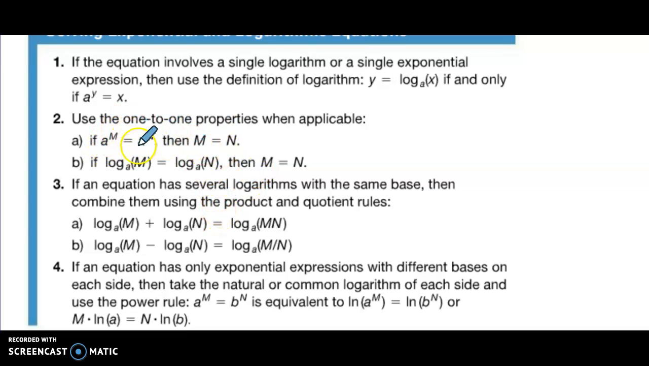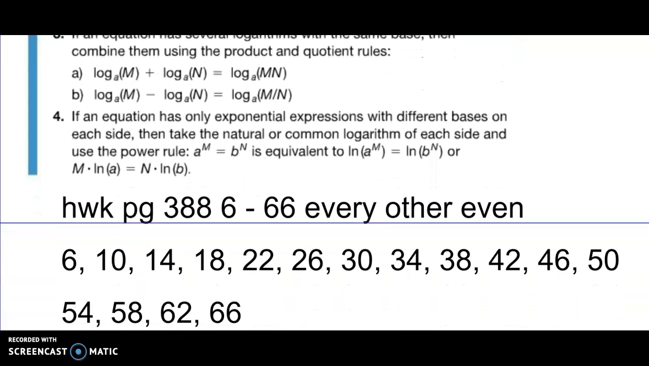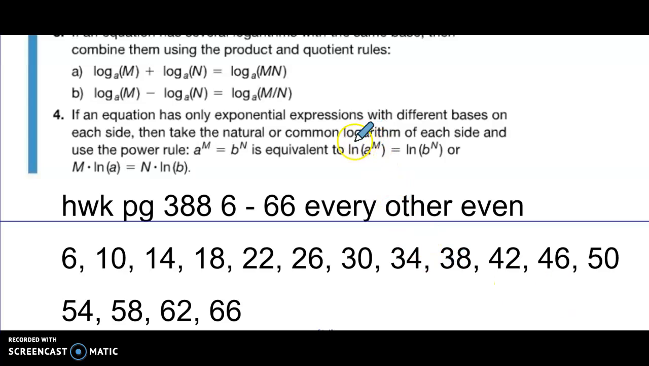Same thing here, all right? If it's a to the m equals a to the n, where the a's are the same, then you just let m equal n. Of course, you use your properties here. If there's two logs added together, you write it as a single log of their product. If two logs are subtracted, you write it as the single log of their quotient. If it's a big mess, then you take the natural log of both sides.